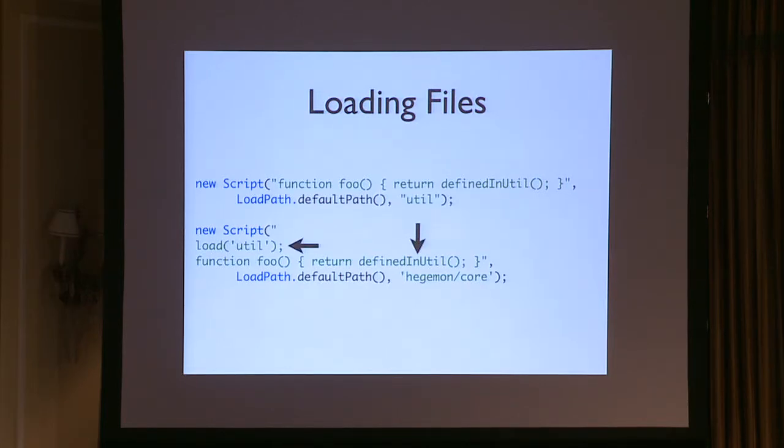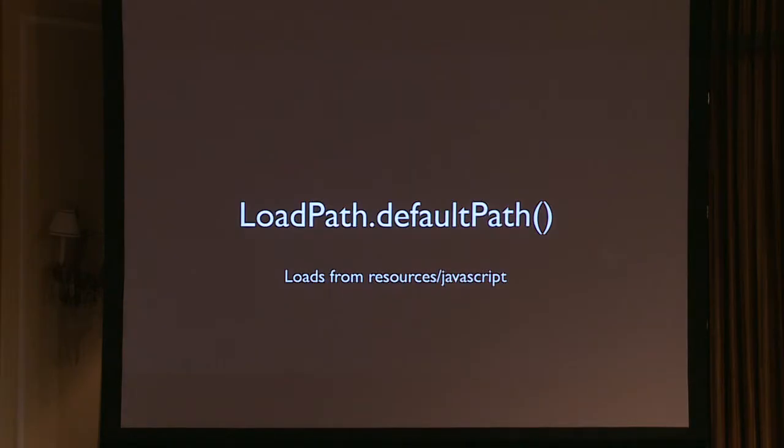So down here, we're doing the same thing. We've added load util into our JavaScript function, and now we can call defined in util. The reason we can do this is because the other half of the script constructor loads Hegemon core, which provides the load function. If you want to run stripped down JavaScript, no dependencies, leave this stuff out, and you can just run stuff directly. So the default load path loads from your resources directory, specifically in resources JavaScript.